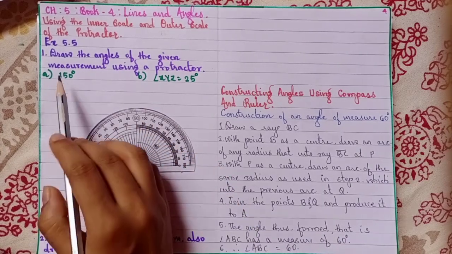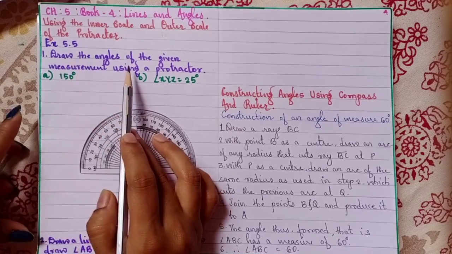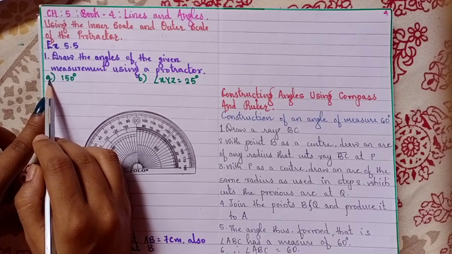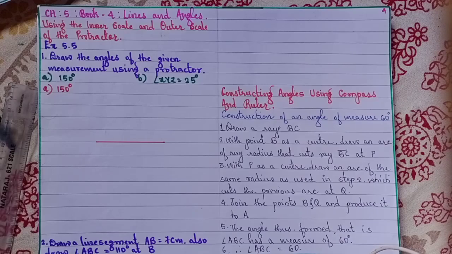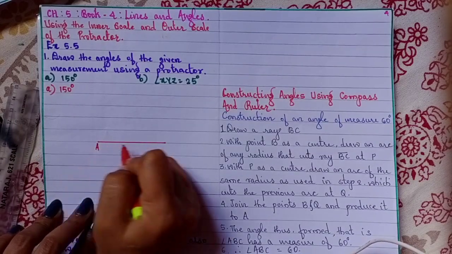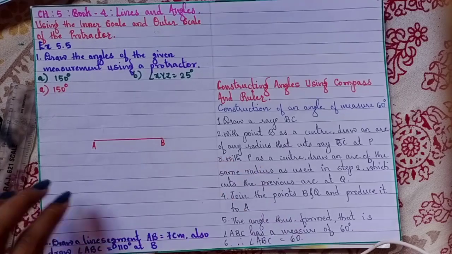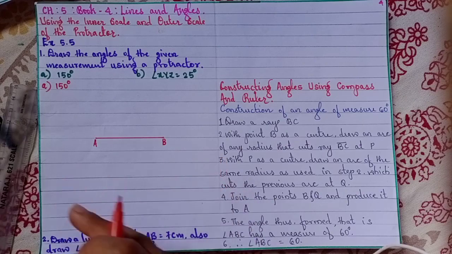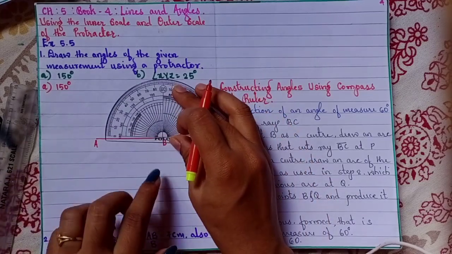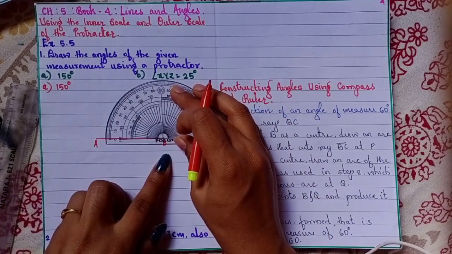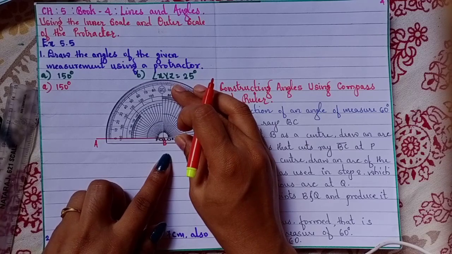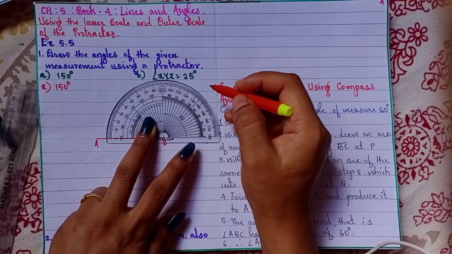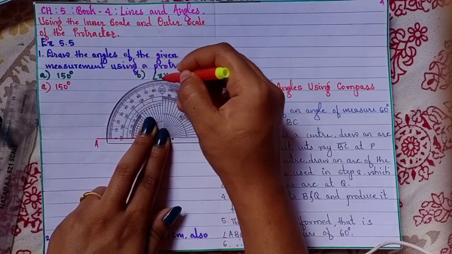So let's solve now. Exercise 5.5, draw an angle of the given measurement using a protractor. To draw the first example, let's draw a line now. So this is a line, I'll name it AB. Further, I will draw an angle which faces the left side. So I'll use this protractor, adjust the baseline, and as I'm drawing an angle facing the left side and I have to draw an angle of 150 degrees, I will use the outer scale.